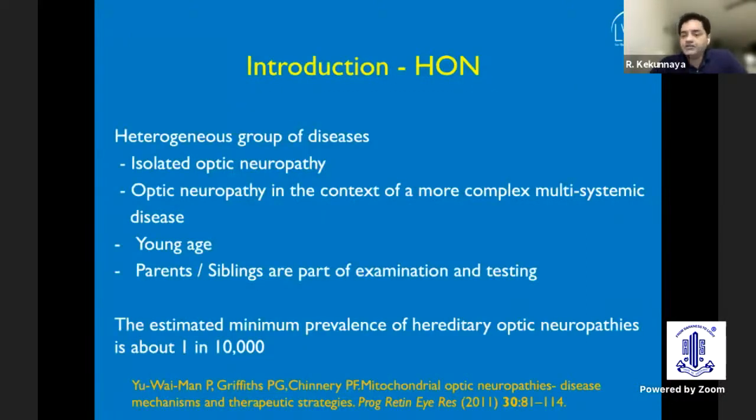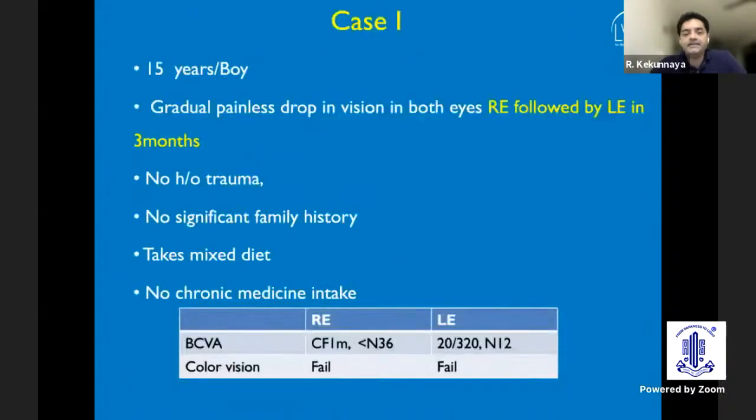Most of these are isolated optic neuropathy, which happens in 1 in 10,000 patients. It usually affects young age. Why do you have to diagnose? Because lifelong, they will have this diagnosis, so you need to really prepare them for what to do. And there are other things patients want to know, the real diagnosis. And 90% of the patients, parents and siblings are a part of examination and testing. They have to be tested in this group.